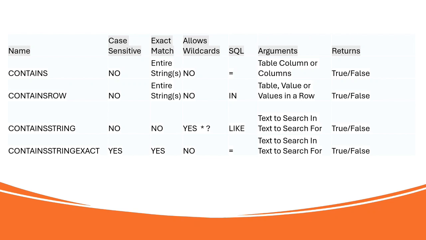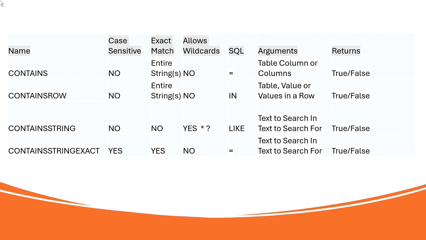And contains string exact is really the most restrictive. If you're just looking for an exact thing, that's what you would use. It is case sensitive. You have to match it exactly. It doesn't allow a wildcard. Therefore, its equivalent SQL would be equal again. Again, it's text to search in, text to search for as its arguments, and returns a true or false.